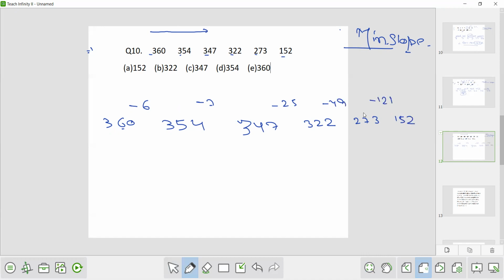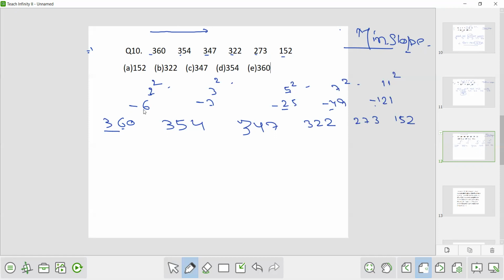Now if you analyze this series, you will see that 121 is 11 square, 49 is 7 square, 25 is 5 square. So 5, 7, 11, these all are prime numbers. The prime number just before 5 is 3 and just before 3 is 2. So it will definitely be 2 square and 3 square.